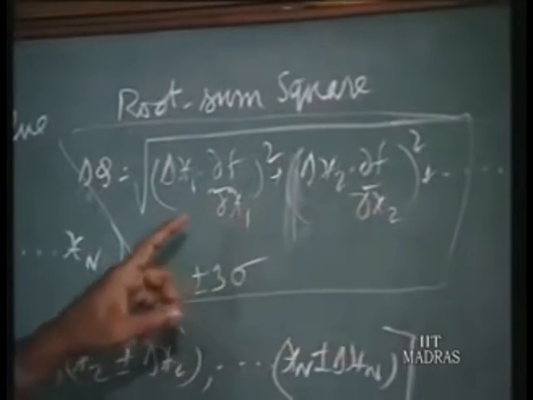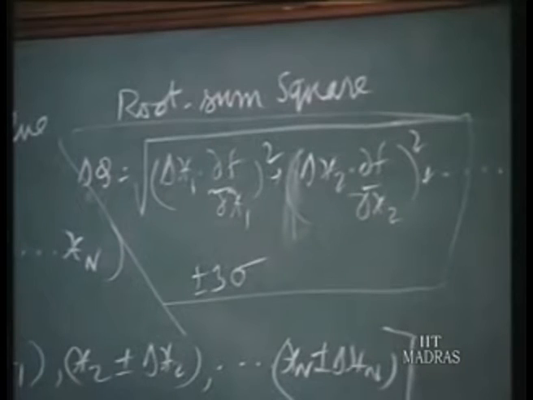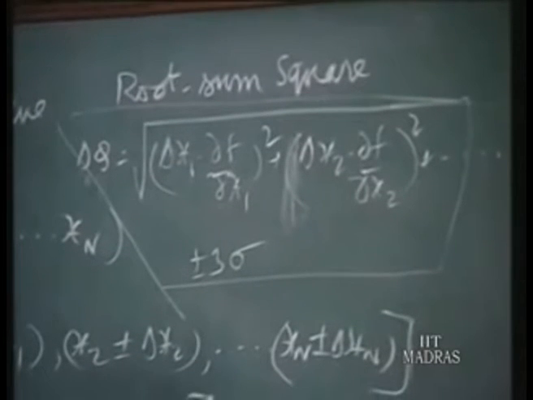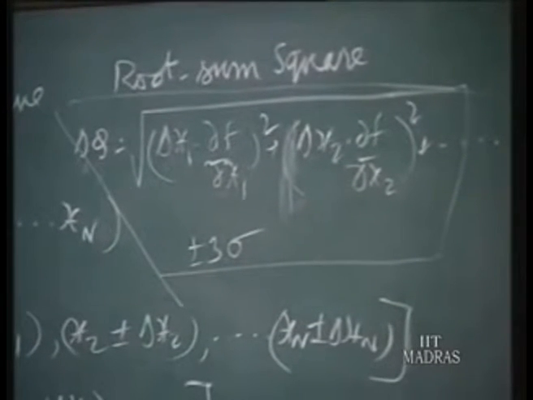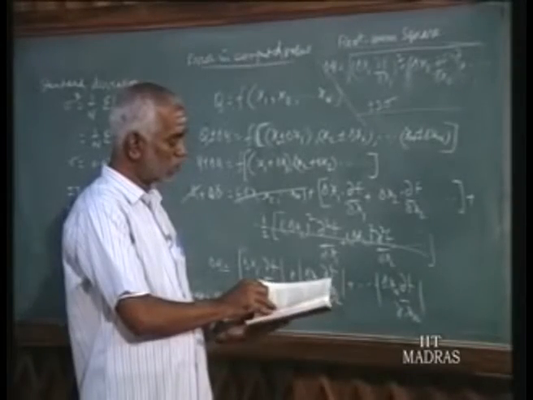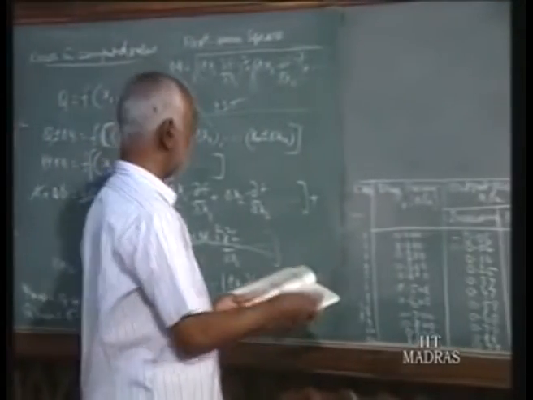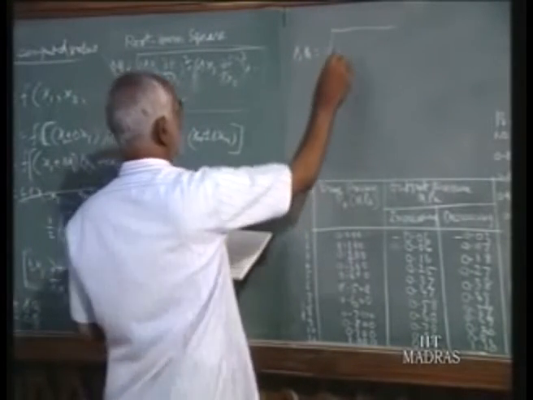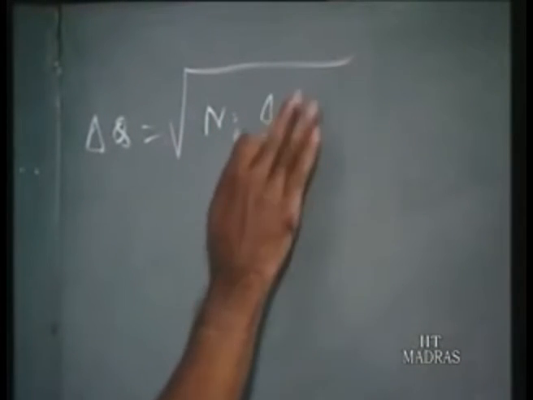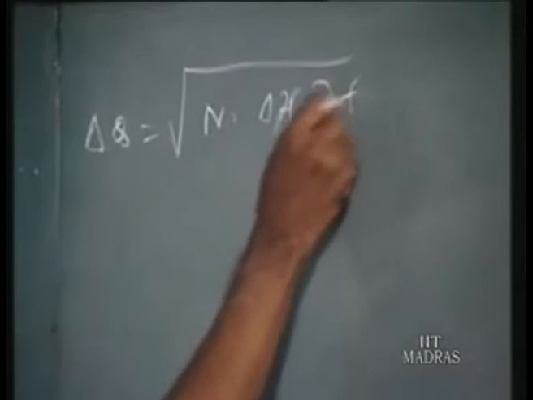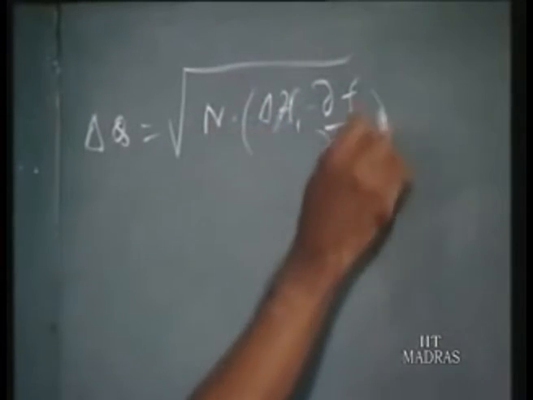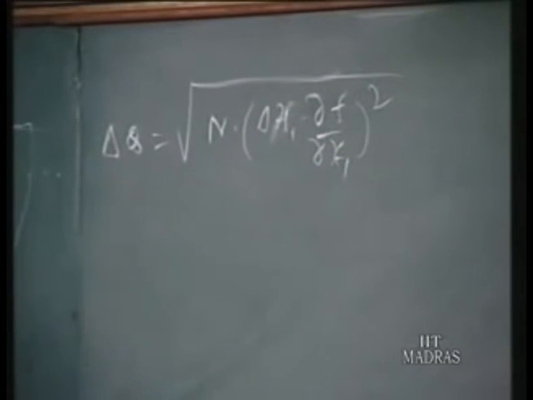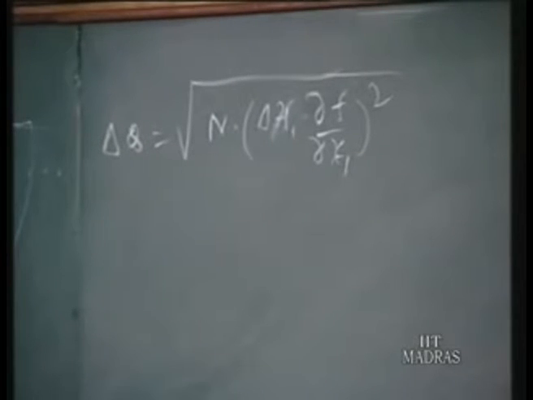That means if n measurements are there, then root of n times this will give rise to delta q. Under that assumption, that is, an equal error portion given by each measurement, we can easily find out what should be the error of individual measurements. So now we get delta q is equal to root of n times, for example, dou f by dou x1 whole square. That is what we have got, assuming delta x1 dou f dou x1 whole square is equal to this. So n instruments are there, like this.